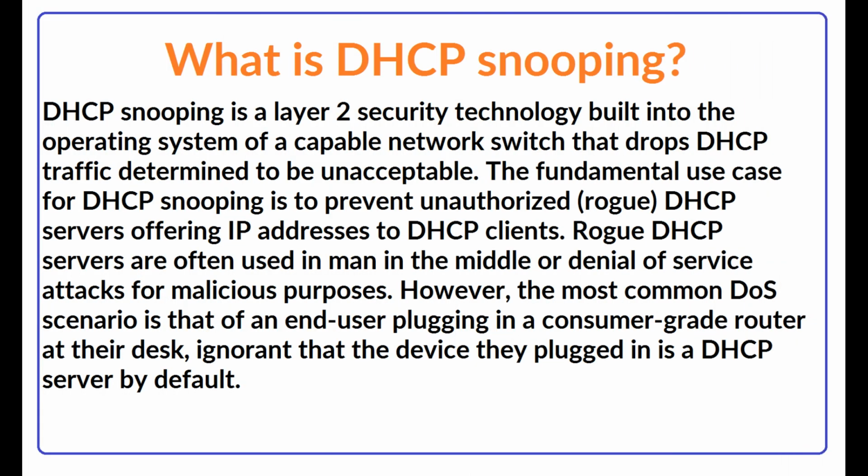What is DHCP snooping? DHCP snooping is a Layer 2 security technology built into the operating system of a capable network switch that drops DHCP traffic determined to be unacceptable. The fundamental use case for DHCP snooping is to prevent unauthorized, rogue DHCP servers offering IP addresses to DHCP clients. Rogue DHCP servers are often used in man-in-the-middle or denial-of-service attacks for malicious purposes.